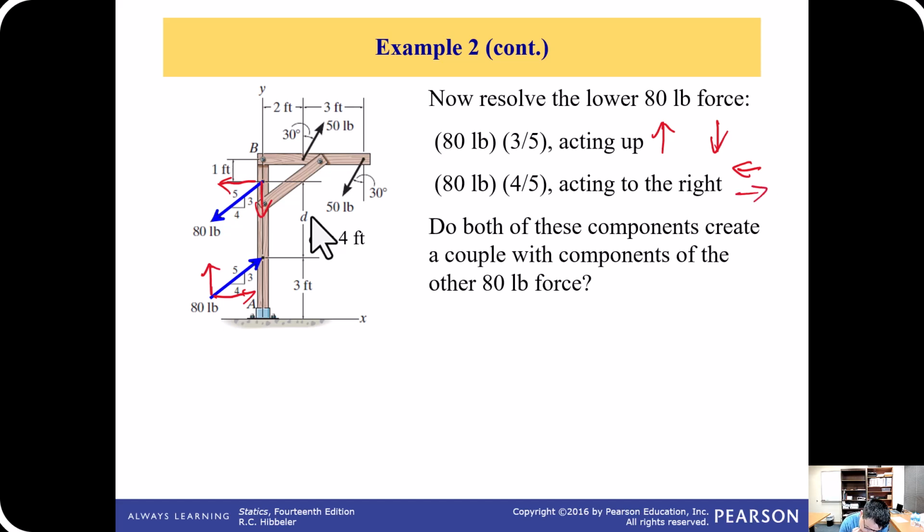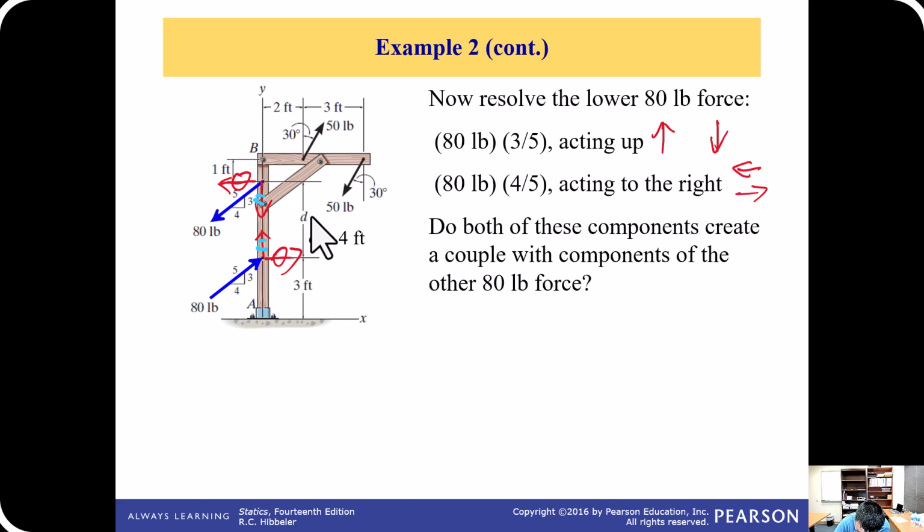This direction. So do both our components create a couple with our components of the other? So let's draw it here. So the answer is no. Only this two force becomes a couple. Okay, because for this two force, the direction line is the same, so it doesn't create any couple or any moment.